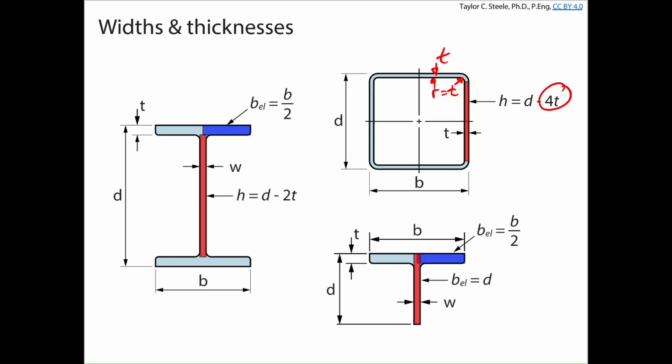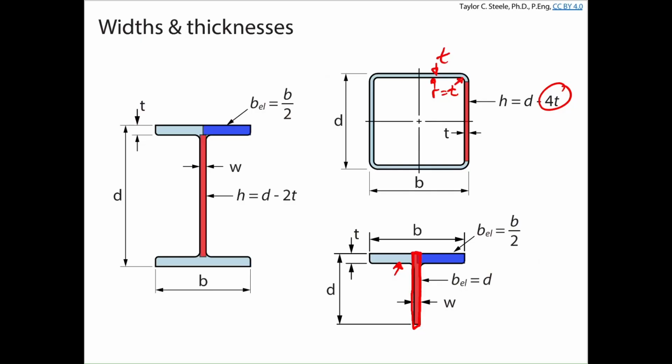The last part there, the legs of angles or stems of WT sections, even though the stem, right, is only protruding out from the bottom of the flange, we still take the full nominal dimension D, in this case for stems of WT sections, or the leg lengths for angles, equal leg angles or unequal leg angles.